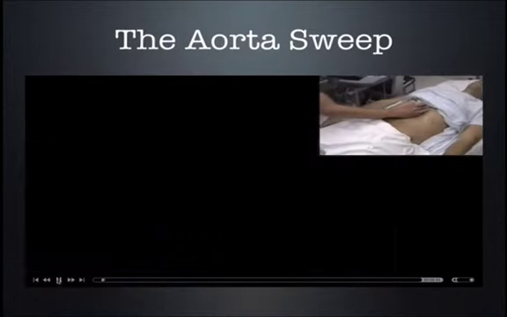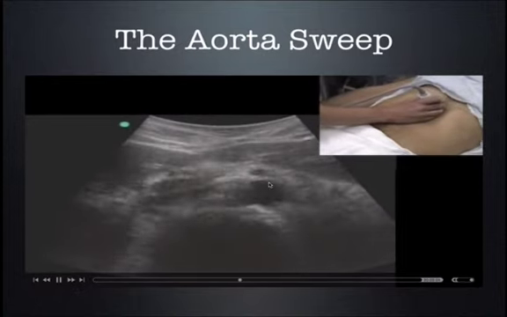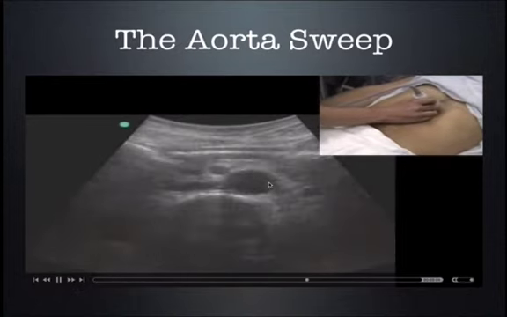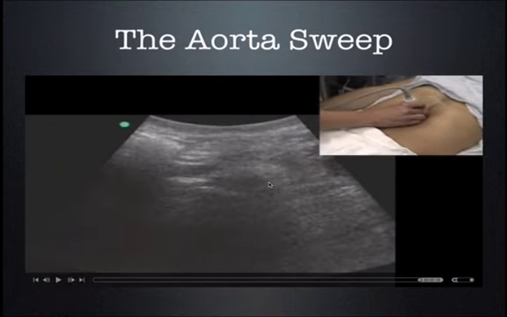One last time. Right here, aorta, we're sweeping down towards the umbilicus all the way to the bifurcation. And we're going to sweep rapidly, not taking any measurements. You don't have to do any measurements. You could see that that was clearly a normal caliber aorta. You've ruled out AAA with that exam right there.